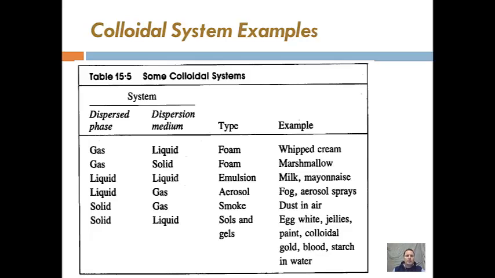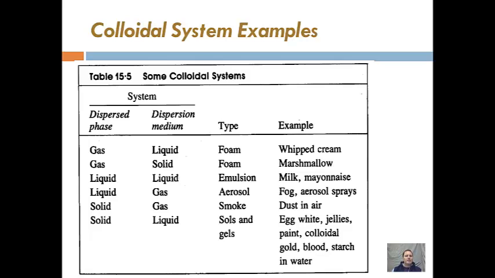A marshmallow. If you're sitting around a campfire roasting marshmallows, well, that's a colloidal suspension. It's a gas inside a solid. Milk and mayonnaise, those are examples of two liquids being mixed together. A gas and a solid is like an aerosol, like an aerosol can of maybe hairspray or something like that. Or fog's another good example. A solid and a gas, think of smoke. We got particles of carbon being mixed with the air, it gives us that.